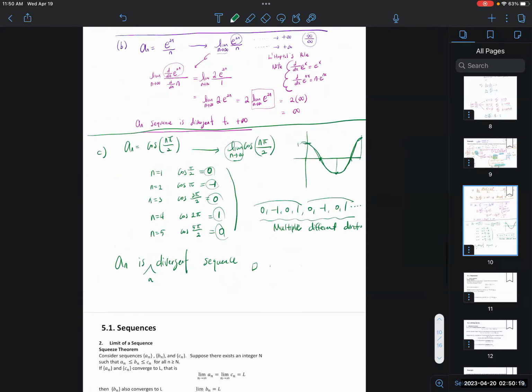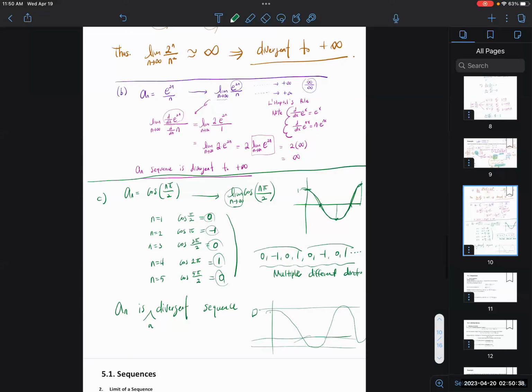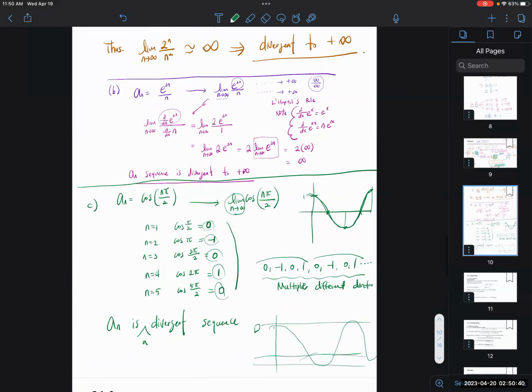Usually a trigonometric function of your a_n should be a divergent sequence because they are going up and down, up and down. So this pattern keeps going up and down. There's no limit. They have multiple different directions. Okay, that's it. That's how you practice how to evaluate the limit in terms of the sequence.